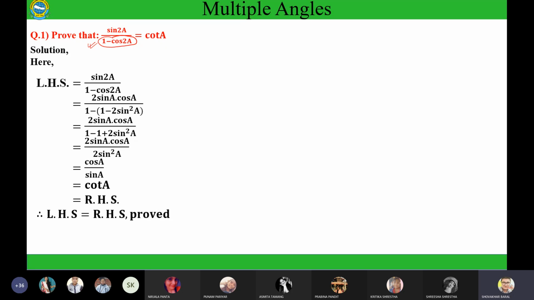So now let's solve it by the alternative method. LHS is equal to sin 2a by 1 minus cos 2a. As I know, the formula for 1 minus cos 2a is 2 sin square a. So let's replace it directly.